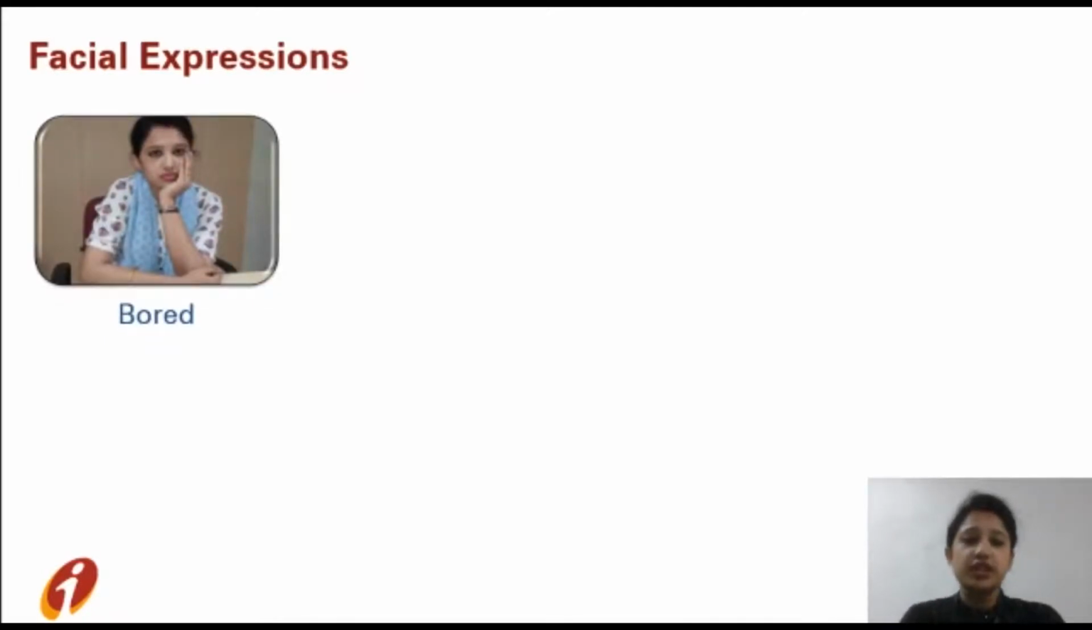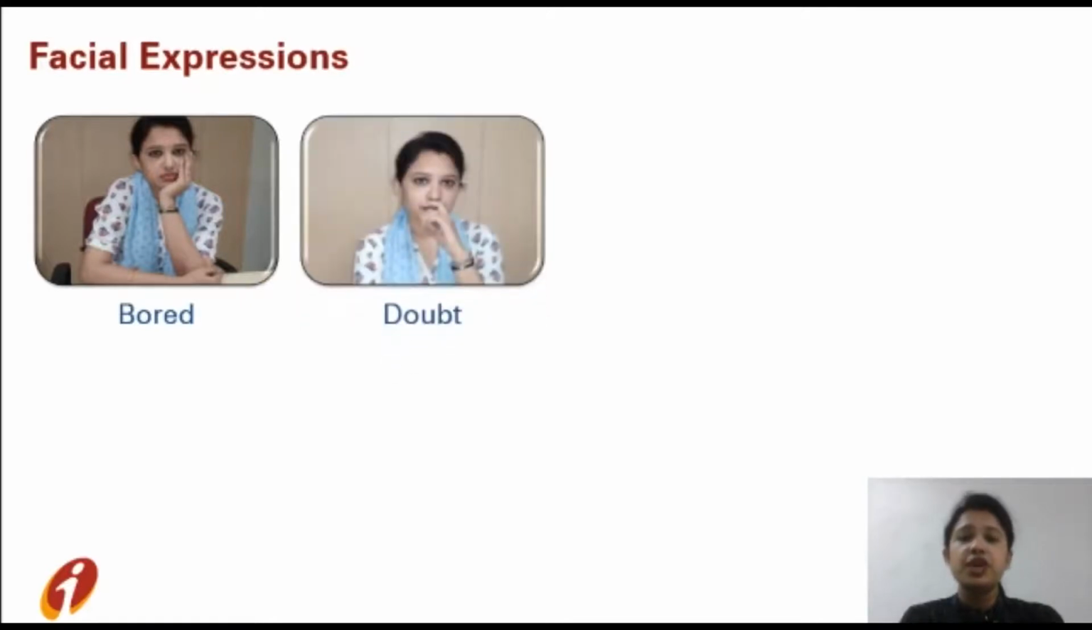The first expression that we can see here, the listener seems bored. Her head is being pressed on the hand and there is a long drawn look on her face. She is not interested in the least in what the speaker is saying. A bored and a negative facial expression has been given. The second picture, similarly, the listener is not bored, but the listener has questions related to the contents the speaker is sharing. She is in a doubt. She has a question mark on her face.